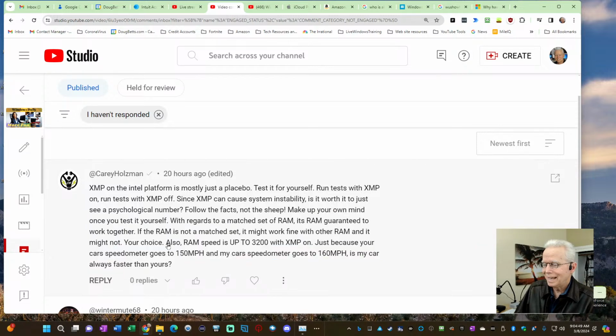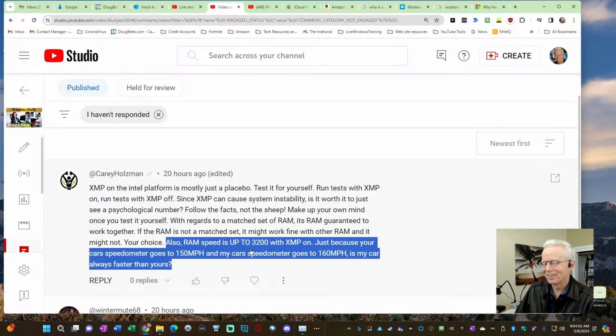Also, RAM speed, I love this part. Also, RAM speed is up to 3200 with XMP on. RAM speed is up to, that's like internet speed, up to 1 gigabit, up to 100 megabits. What they're promising is that it won't go over. Although sometimes, even with internet speed, I've seen them go over. Bad internet service provider, bad internet service provider. You went over the amount that you said up to.